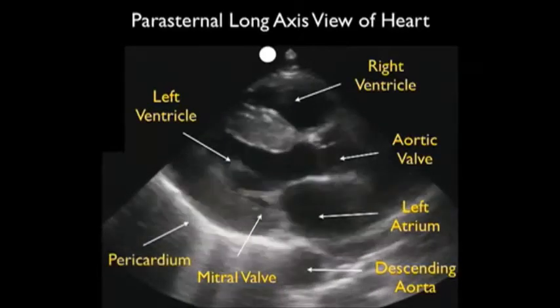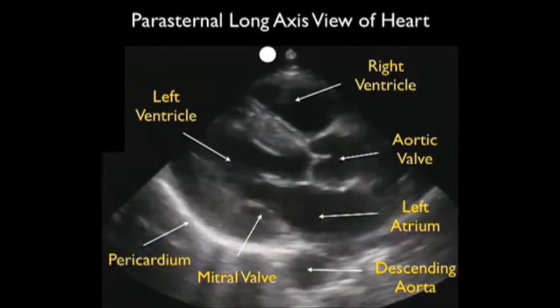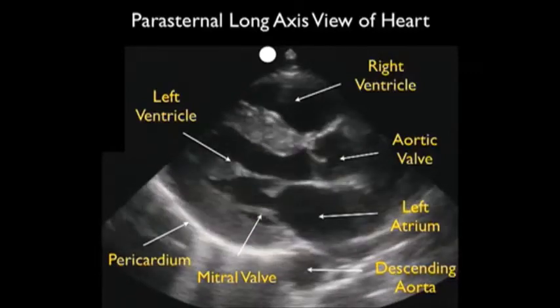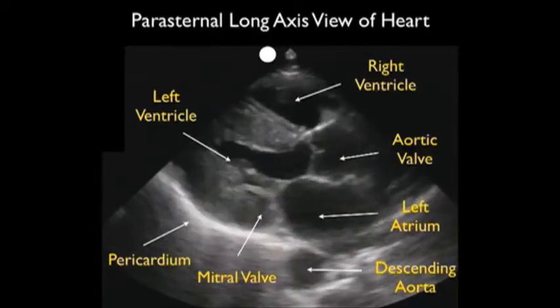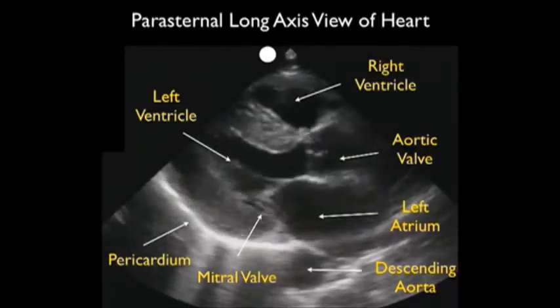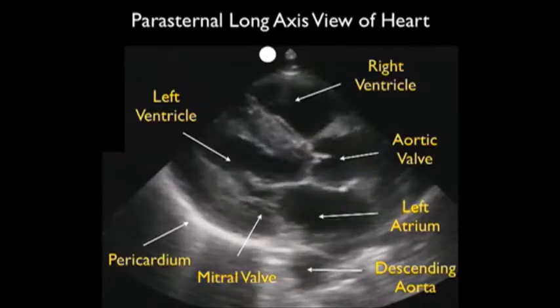This is a very important landmark because the posterior pericardial reflection, that white line seen posterior to the left ventricle, comes off anterior to the descending aorta. This allows us to tell if the fluid that we see there may be pericardial or pleural.